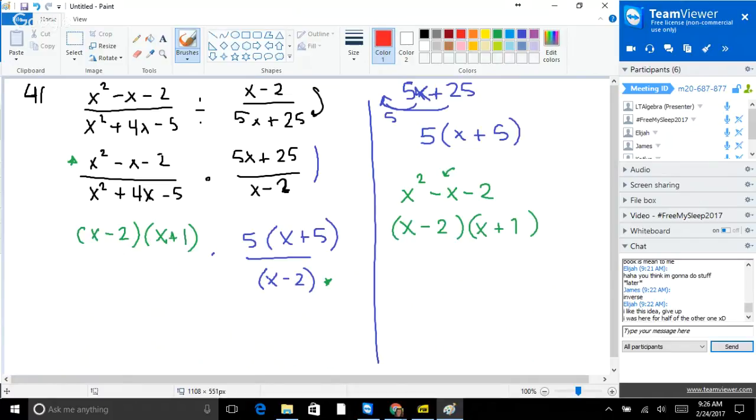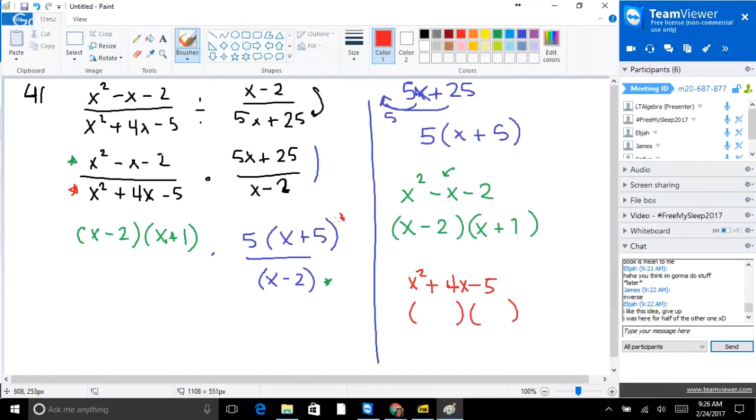Now I have my last denominator expression to simplify. x squared plus 4x minus 5. Okay.